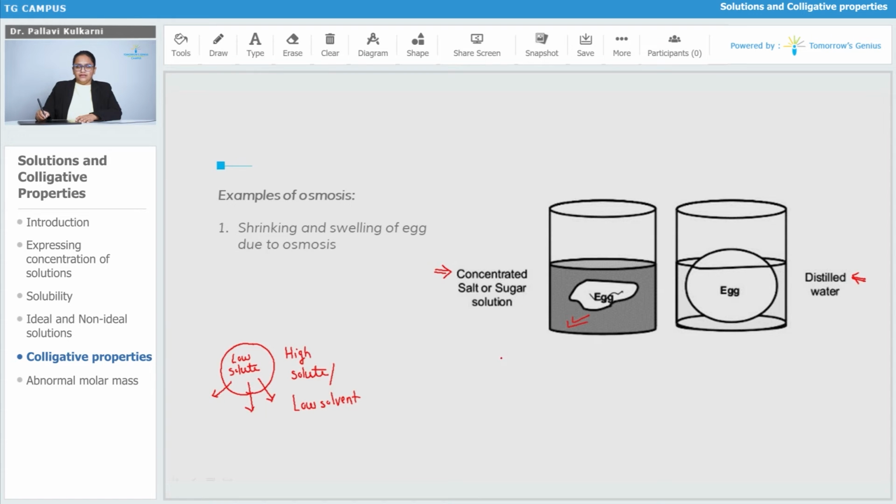On the contrary, if the egg is dipped in only water, that means outside the egg there is low solute concentration, and inside the egg there is high solute concentration compared to the outside. Here also osmosis will take place, but the water or solvent will move from outside to inside of the egg. Why? Because osmosis takes place from low solute concentration to high. Due to this, swelling of the egg is observed when it is kept in distilled water. So this is the first example of osmosis.